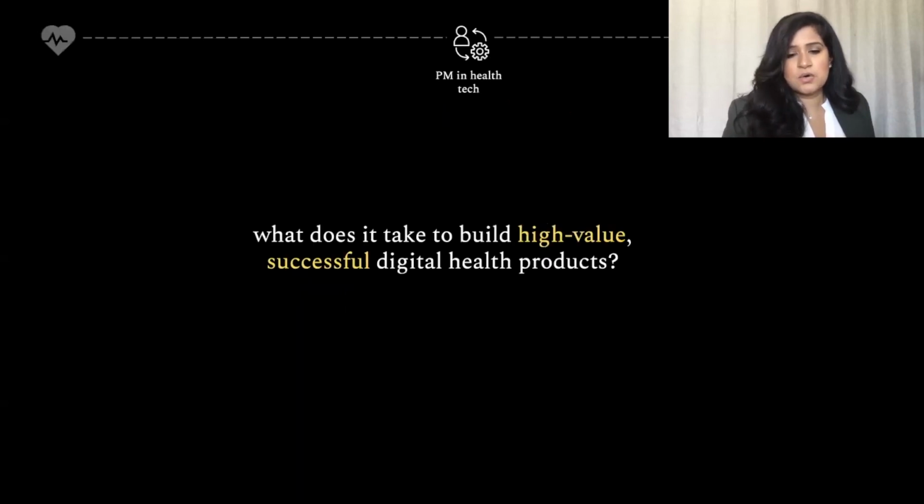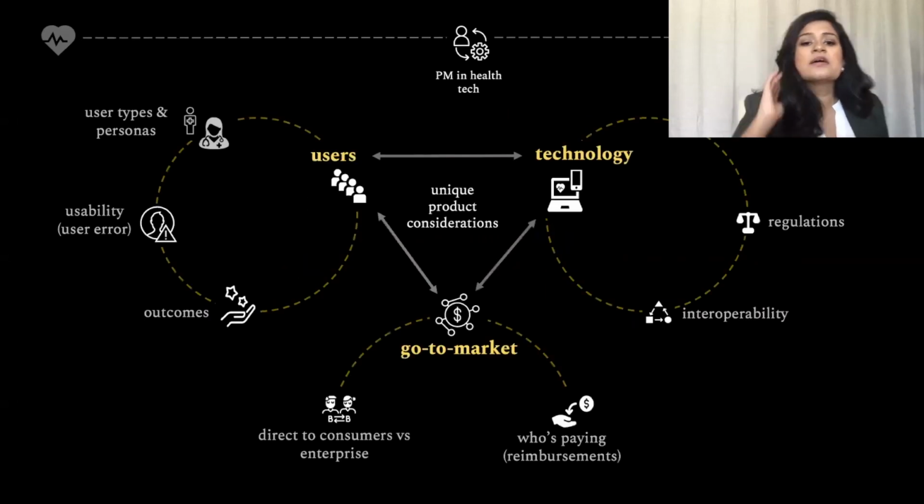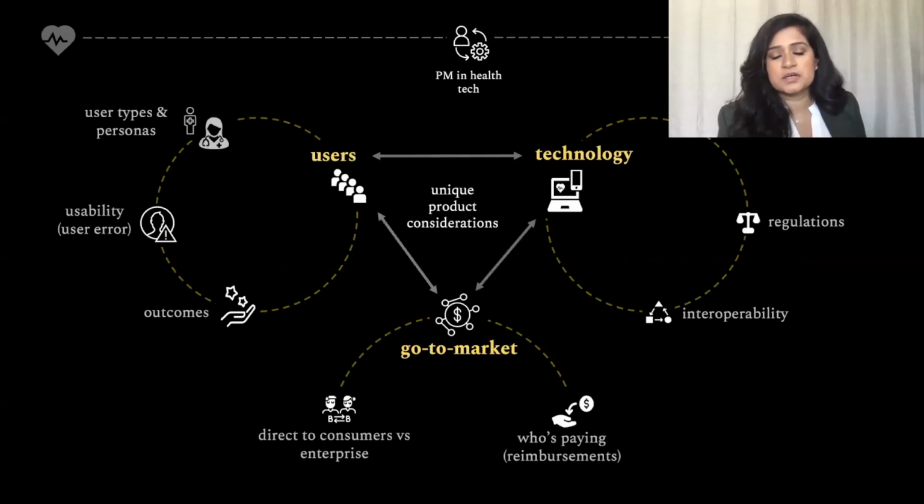All right, so moving on, what does it take to build high-value, successful digital health products? I want to look at it across three specific criteria. These are essential criteria that apply to any product management position or any product manager's role in any technology organization, but I want to point out some of the constraints that are pretty unique to the space of health tech or digital health. First and foremost, on the user side, when you're designing health tech products, you're often solving for a lot of different user types and personas.